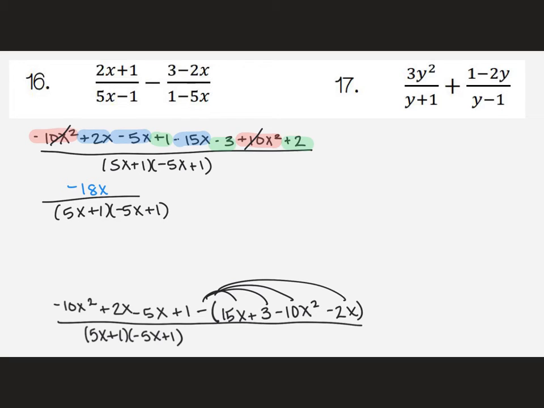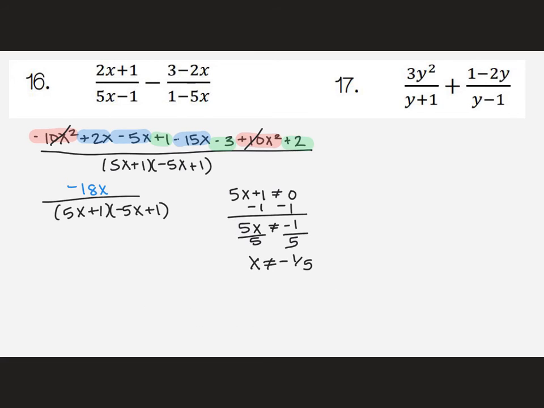I want to list any domain restrictions, so 5x plus 1 cannot equal 0. When I solve this, x cannot equal negative 1/5. For the second set, negative 5x plus 1 cannot equal 0. When I solve that, x cannot equal 1/5 as well.